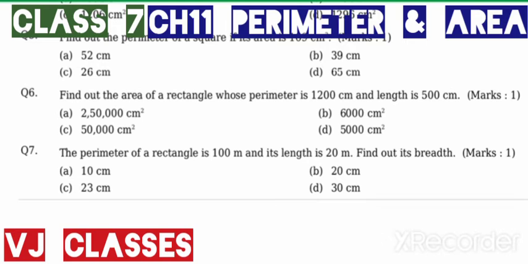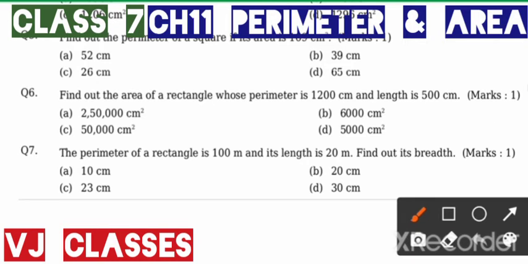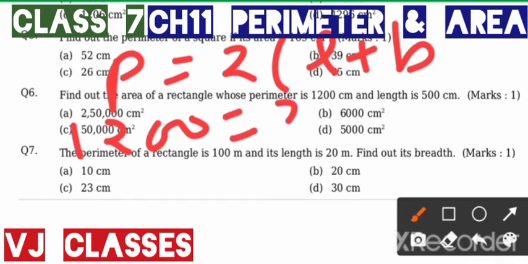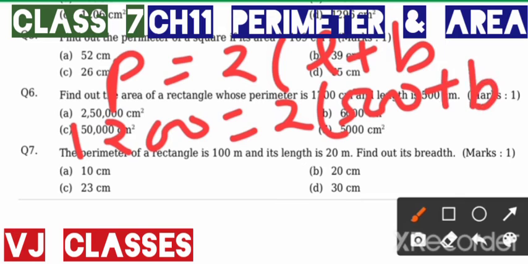Now question number 6 is find out the area of rectangle whose perimeter is given and length is given. Perimeter of rectangle is what? P equals to 2 into L plus B. Okay, 2 into L plus B. Perimeter is 1200 and multiply 2. Length is given 500 and breadth you have to find.